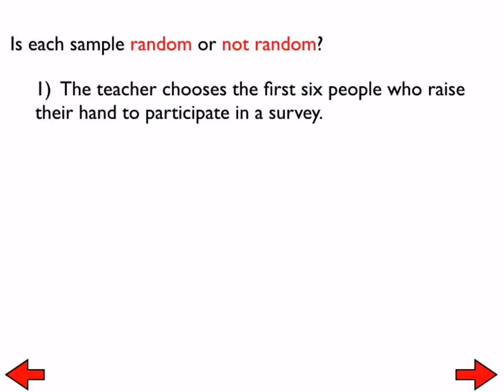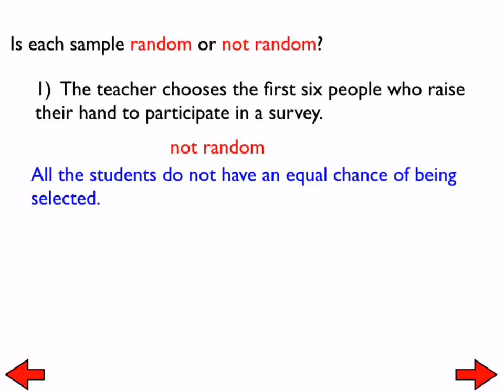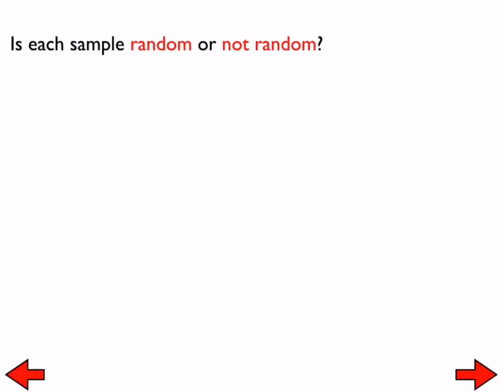Number 1 says the teacher chooses the first 6 people who raise their hand to participate in a survey. That is not random. We want random. And this is a perfect example of why sometimes when I ask questions, hands go up, and sometimes I don't call on the people who have their hands up, because that's not a truly random situation. I want more of a random situation, okay? Especially at this point in the year, it's like the same people raise their hand. So then I just start calling on people who don't raise their hand. Okay? And it's not random because all the students do not have an equal chance of being selected.